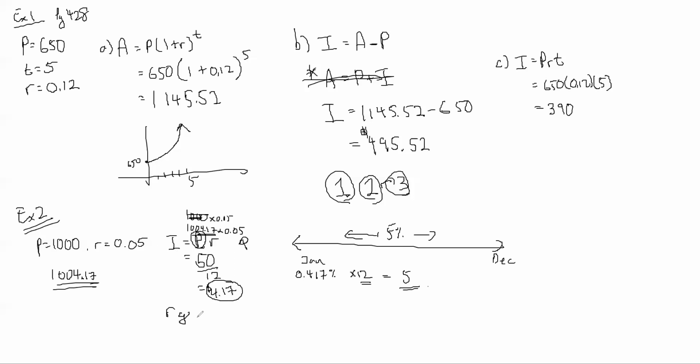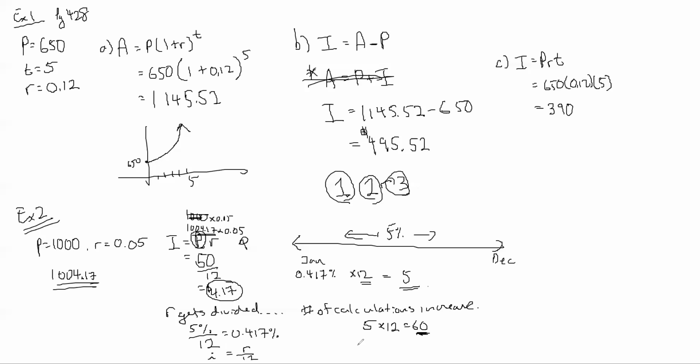The rate gets divided, and then the number of calculations increases. Think about it, okay? The rate of 5% got divided by 12, whereas, let's pretend we're still doing example 1, the number of years is 5, but I am calculating my interest 12 times a year. So although the interest becomes really small, the amount of times I'm calculating becomes really big. Although the interest rate is R divided by 12, the amount of time becomes multiplied by 12.